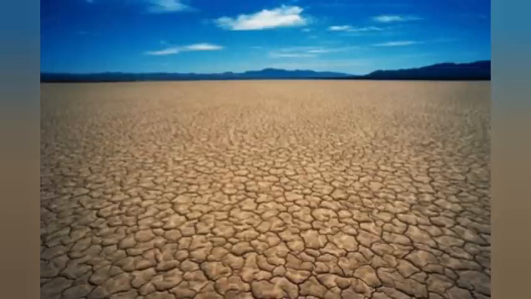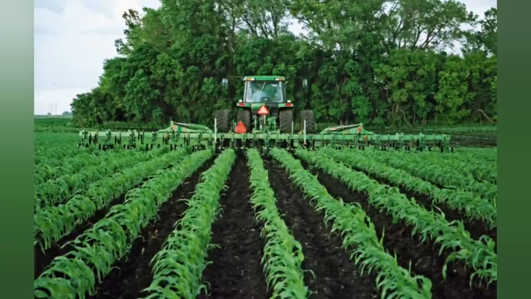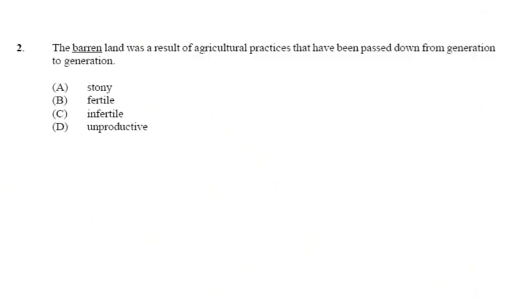What is wrong with it? It is barren. Nothing grows there. Now, a contrast would look like this. This type of land is the opposite of a barren land. So, which word do you think we should use? Stony means that it is unfriendly or hostile. Fertile means that it is fruitful. Infertile and unproductive are synonyms of barren. Therefore, those two can't be the answer. If a piece of land is not barren, it is fertile. So the answer is B.